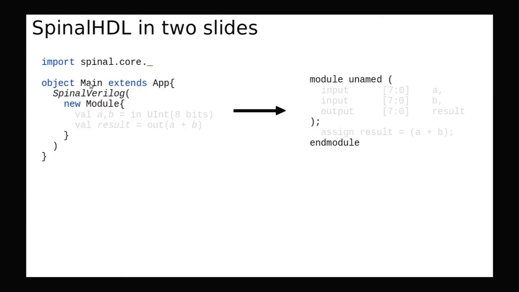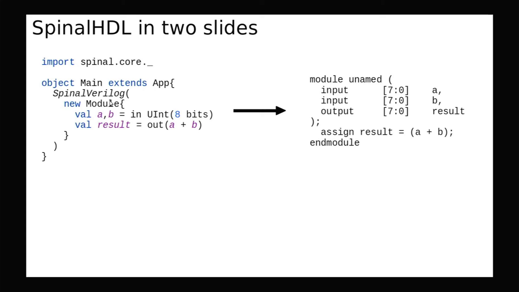And here is an example of the SpinalHDL API, where you can, for instance, import the SpinalCore, write a Scala main in which you invoke SpinalHDL to generate some Verilog of a given module. Then, let's say you define A and B as input unsigned 8 bits, and result as an output with the value A plus B. And this will generate this Verilog netlist.